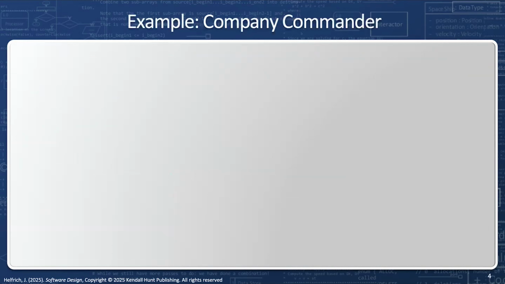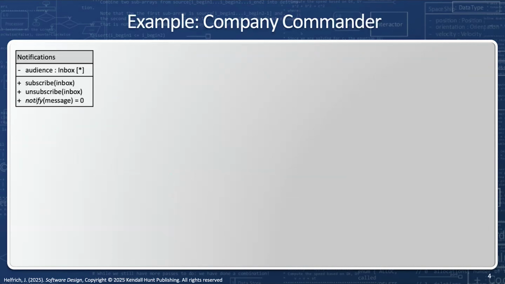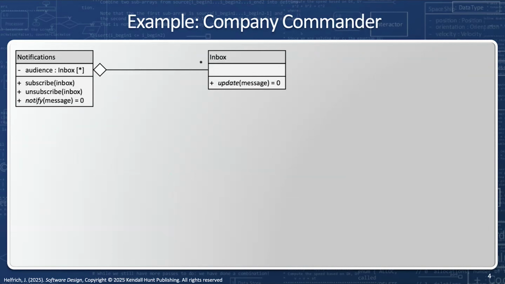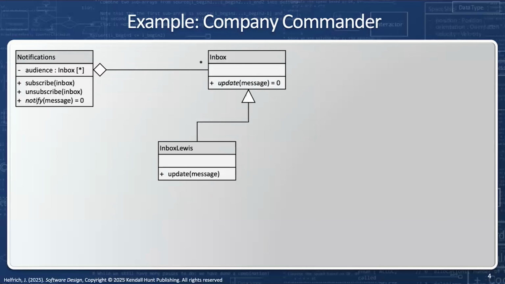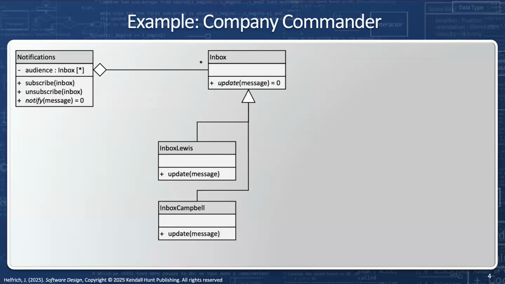Let's take a look at an example here. Back to our company commander. We're going to have some notifications, and we're going to call it an inbox. And we're going to have our subscribe, unsubscribe, and notify. So the inbox is going to take the update message. And so there are going to be many potential inboxes in my notification list. We're going to have two inboxes, one for Lieutenant Lewis and one for Captain Campbell. Now notice I could have many different inboxes, but I'll just do two for now.